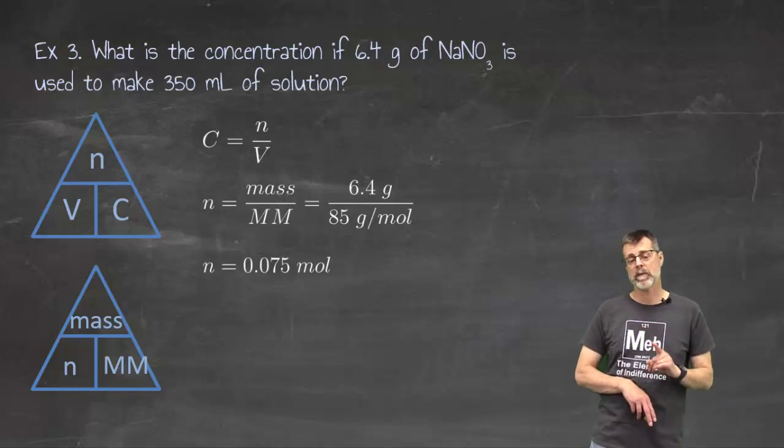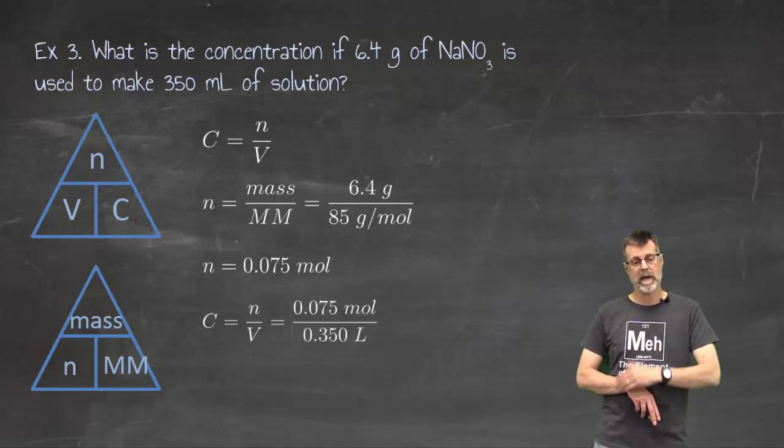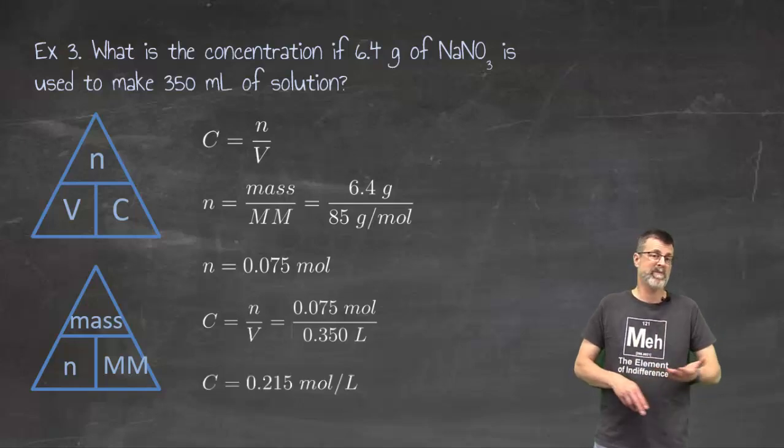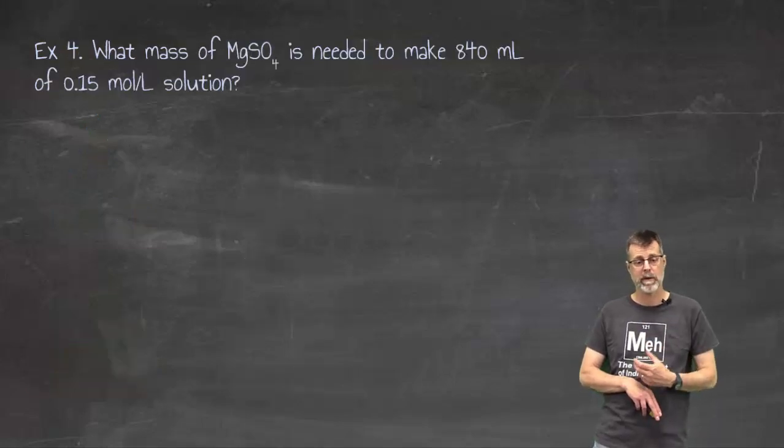Anyway, now that I have my number of moles, I can go back to my original formula of number of moles divided by volume. Yes, I had to convert my 350 milliliters into liters, the same way I did last time, and I end up with a concentration. But it's not much more difficult than anything else we've done. It's just making sure that the units work.